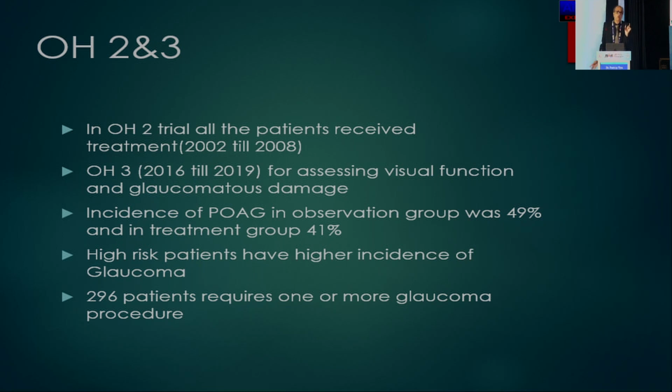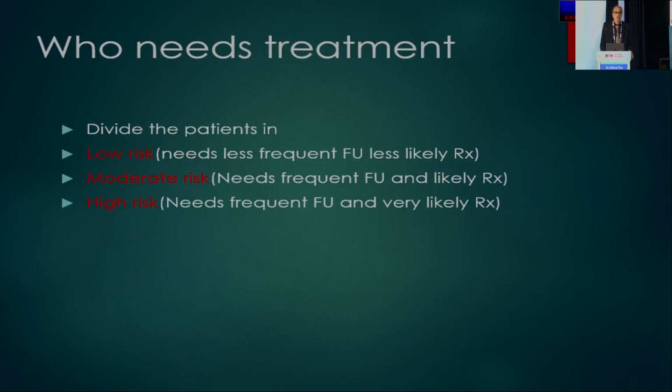So again the question comes: if 50% of patients are likely to develop glaucoma on 20 years follow-up, should we give them medication when there is not much difference between the treatment and no treatment groups over a period of time? But about 296 patients out of 1,500 required more than one intervention in the form of either SLT or surgical treatment.